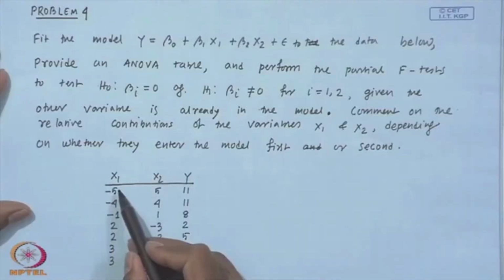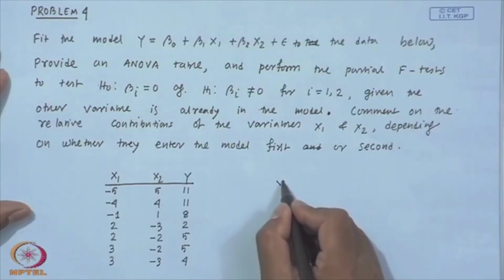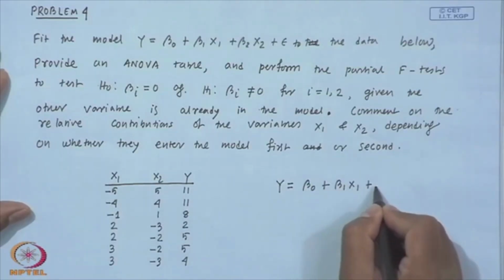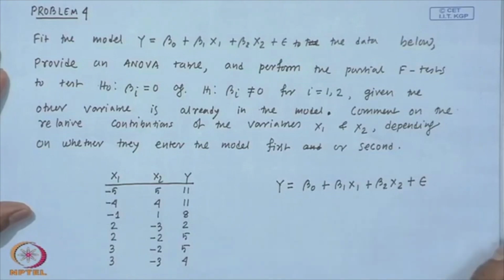And after the global test, we will go for the partial F test to test the significance of the ith regressor in the presence of other regressors. And after that, we compare the relative contribution of x1 and x2, I mean, which is more significant to explain the variability in y. So, this is the given data for two regressors and one response variable, and we have to fit the model. The model is y equal to beta naught plus beta 1 x1 plus beta 2 x2 plus epsilon, and we know how to fit this model.